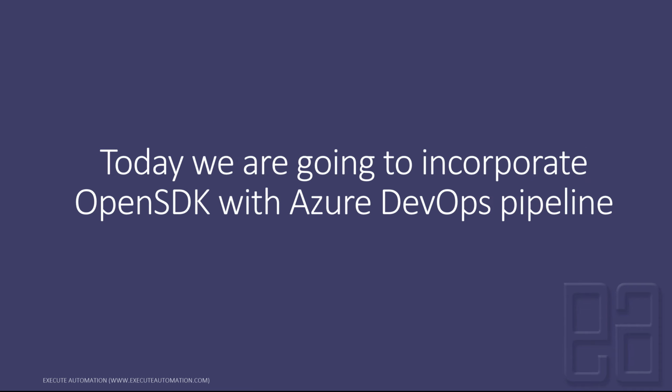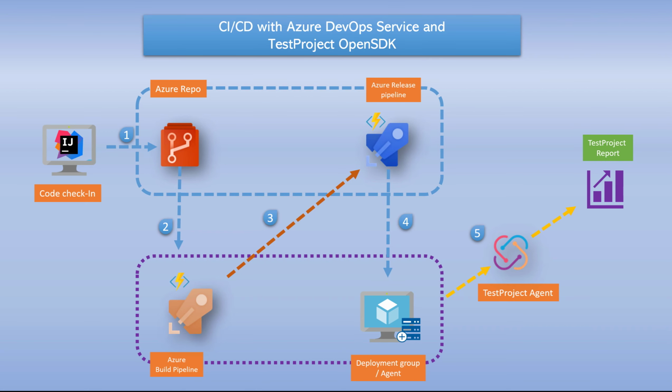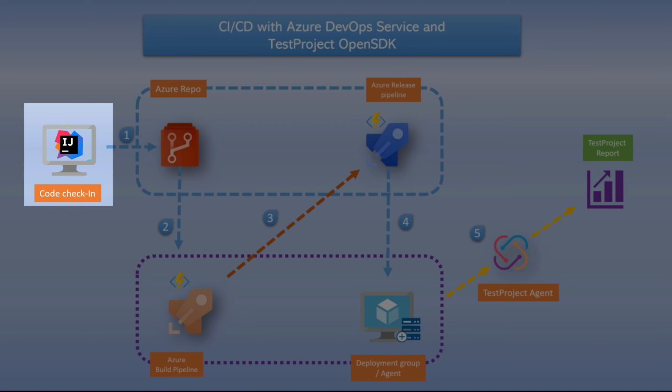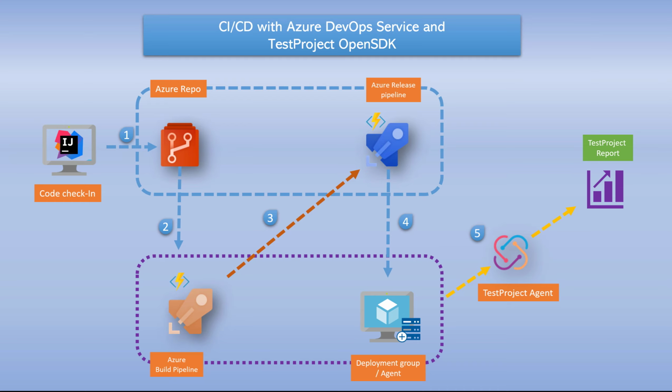So today we are going to incorporate the whole Open SDK with Azure DevOps Pipeline in a much simpler fashion, and the whole idea is going to look something like this. As you can see, we are going to write our Open SDK code with IntelliJ IDE or Visual Studio Code or whatever IDE of your choice. We're going to write the test code in this case, and then check in the code in the Azure DevOps repo.